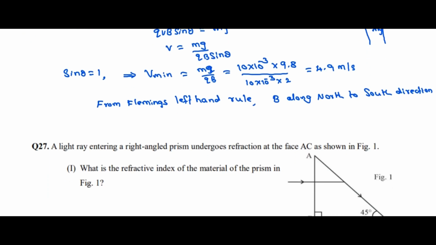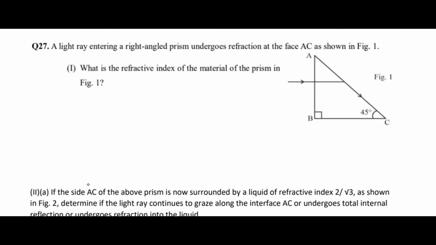While coming to one more problem, a light ray entering a right angled prism undergoes refraction at the face AC as shown in figure. What is the refractive index of the material of the prism? Here, the angle of incidence will be 45 degrees and it is traveling along the interface. So, angle of refraction will be 90 degrees.